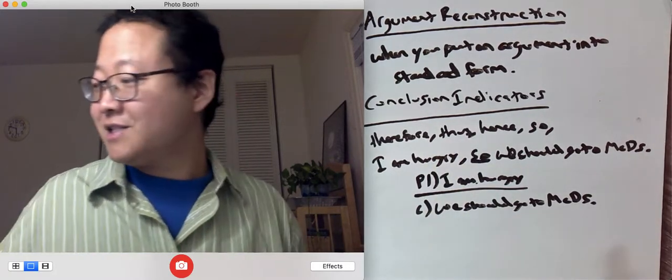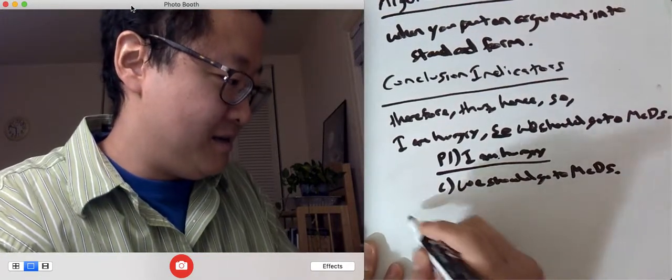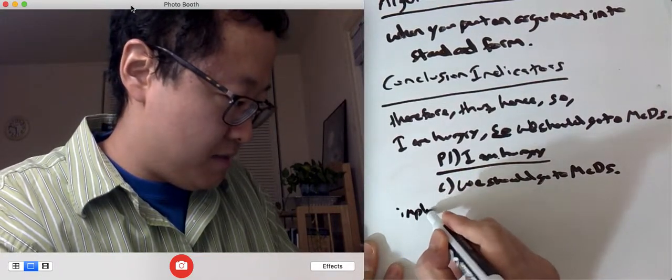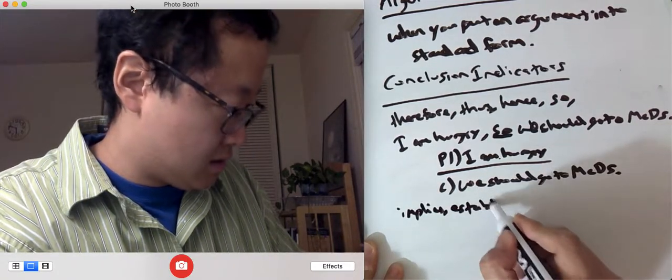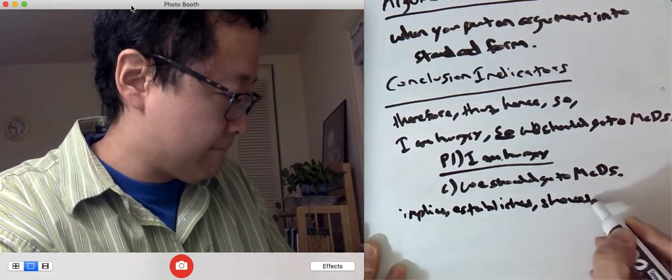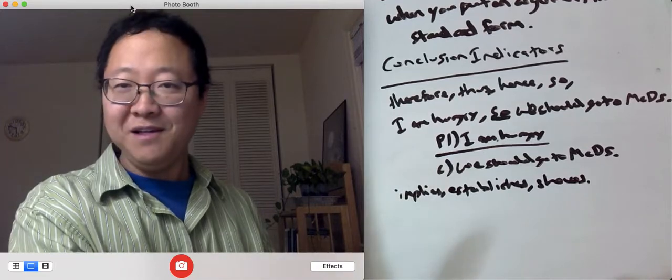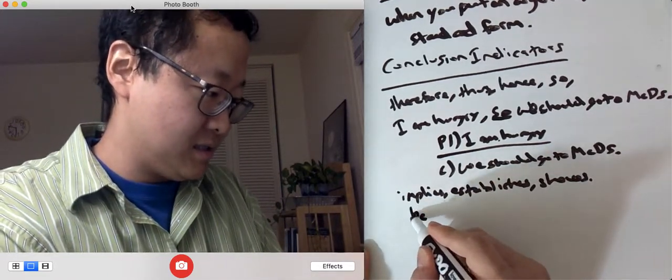Make sense? Some other conclusion indicators in the book are words like implies, establishes, shows. Okay. They even use words toward the bottom of page 15, words like because.